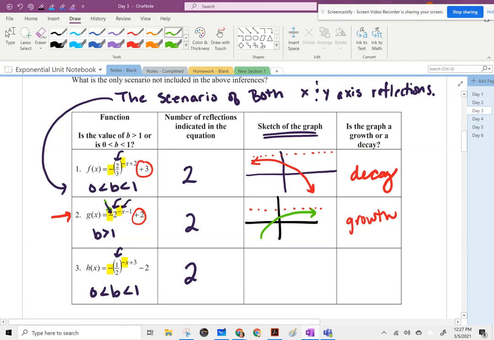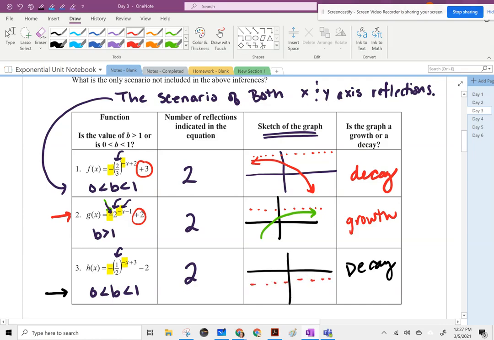Now let's take a look at number 3. So again, with no reflections, this would be a decay. With no reflections, it would be a decay. So with 2, we still end up with decay. Let's see if we could do this without Desmos. We're going to put this here.